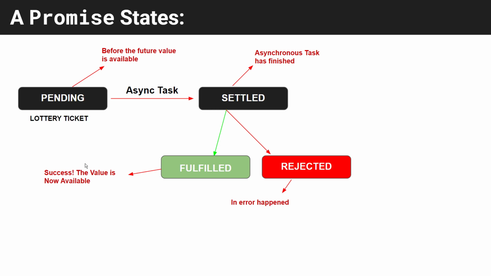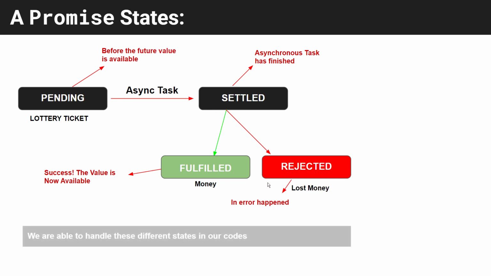So let's look at the same example that we have seen earlier, the lottery ticket. So I have a lottery ticket. In the starting time, the lottery ticket is pending right now. If my lottery ticket wins, then I will get the money. Otherwise, I will lose the money. So we are able to handle these different states in our code.